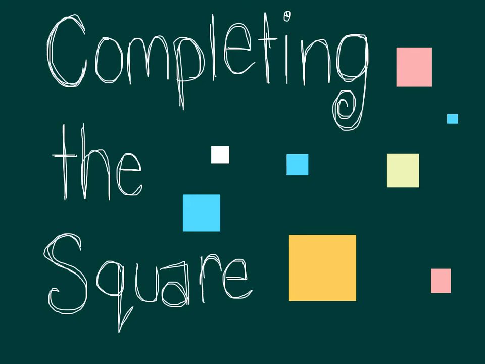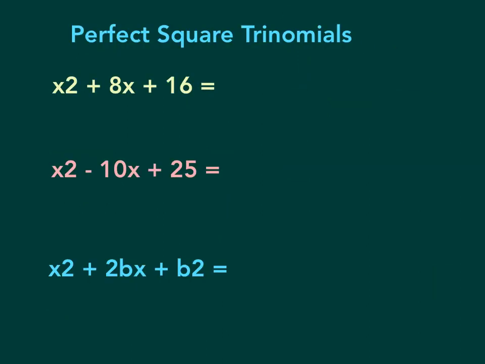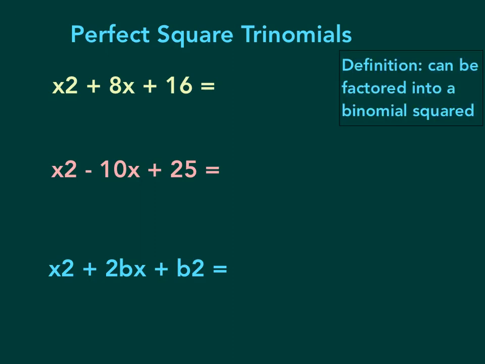This video is going to be about the important algebraic technique called completing the square. An important skill while you're trying to complete the square is to recognize perfect square trinomials. A perfect square trinomial is a trinomial that could be factored into a binomial squared. Let's look at an example.